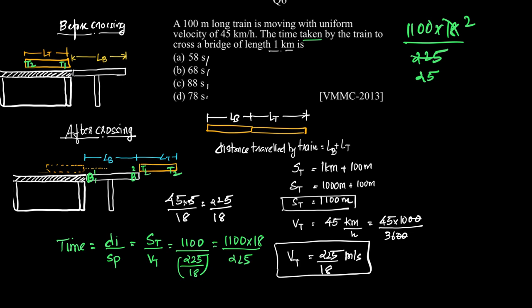So 1100 by 25. So this becomes 5 2s are 10, so this becomes 220. Right. So 220 by 5, 5 4s are 20. So 44 into 2 now becomes 88, which means the correct option is 88 seconds, option C.